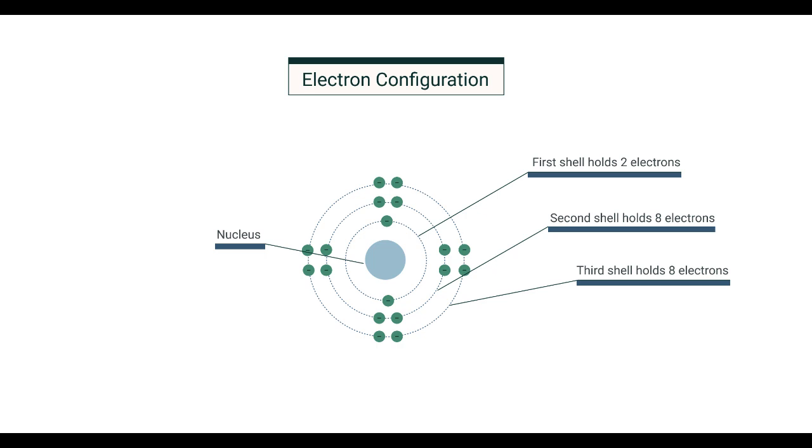The further away from the nucleus, the more energy a shell has. Electrons first occupy the shell closest to the nucleus, which can hold a maximum of 2 electrons. When a shell becomes full of electrons, additional electrons have to be added to the next shell. The second shell and third shell can hold 8 electrons each.